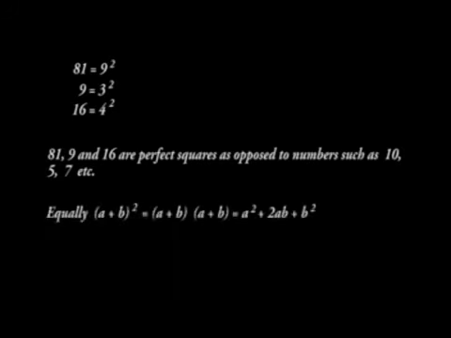Equally, a plus b squared is equal to a plus b times a plus b, which is a squared plus 2ab plus b squared. A squared plus 2ab plus b squared is a perfect square. We know that an expression is a perfect square or not if we factorize. For example, show that the following are perfect squares.